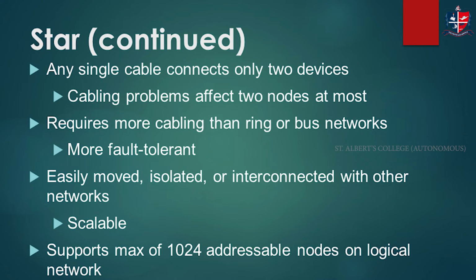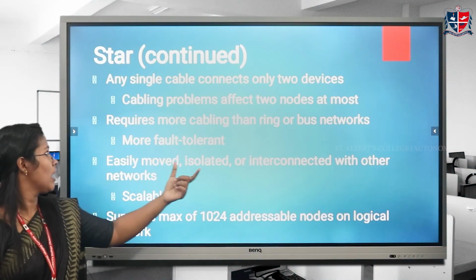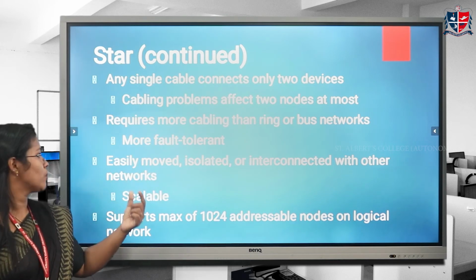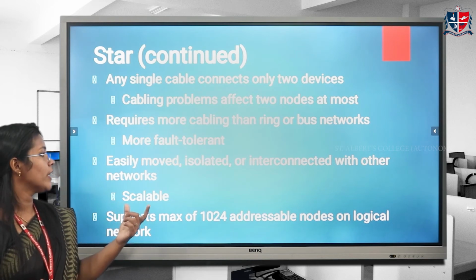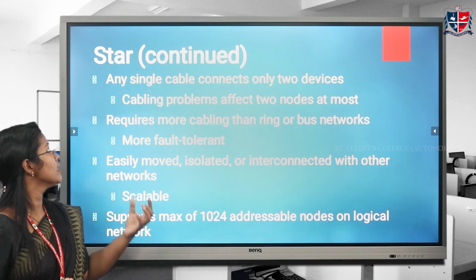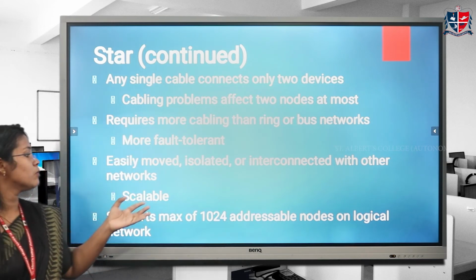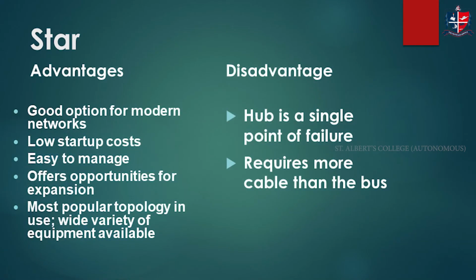If something happens to a cable, it only affects two nodes at most. It requires more cabling than ring or bus networks, but it is more tolerant and easily moved, isolated, or interconnected with other networks. That's why we can say that star topology is a scalable topology, and it supports a maximum of 1024 addressable nodes on a logical network.